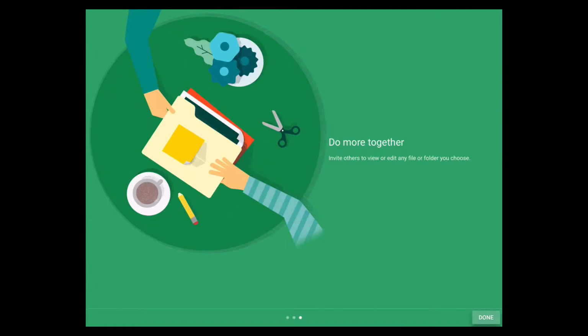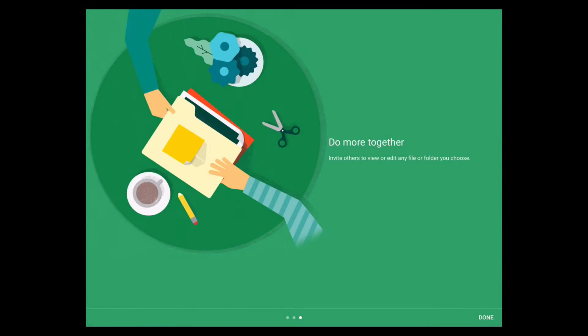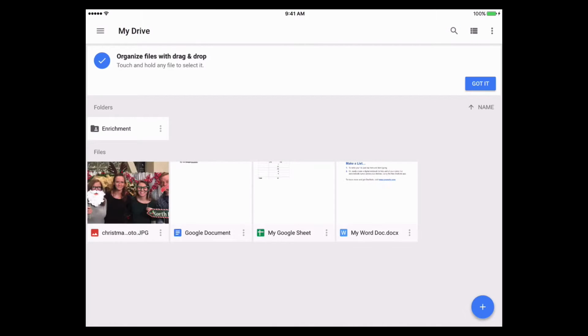Hit the done button at the bottom. Now it's going to come up and look for my accounts. Now I already have a couple other Google Drive accounts. I have my Christ Fellowship one, my IT at March Group one, but the one I want to use is my Klaus Kittleby. That's my test account. So I'm going to select that account, and it's going to sync my drive with me.